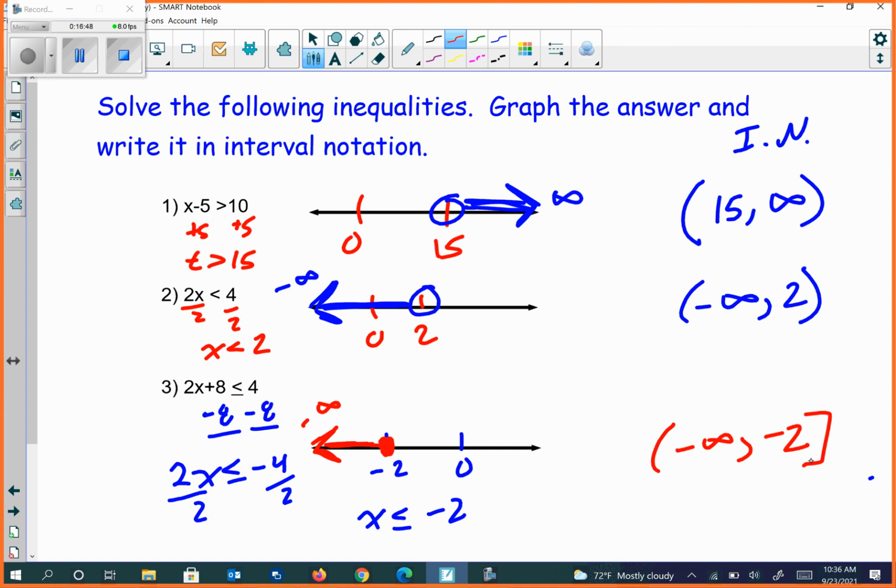Cool. Questions on these, my friends? Because I wanted values less than 2. So less than 2 would be 1, 0, negative 1, negative 2, negative 3, all the way to negative infinity. Cool. Any other questions on this page?